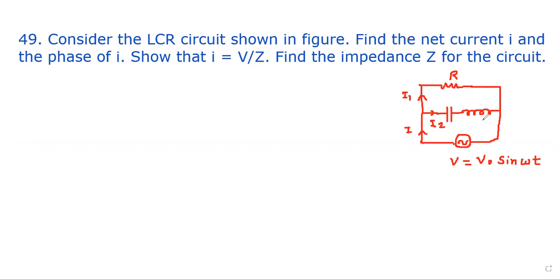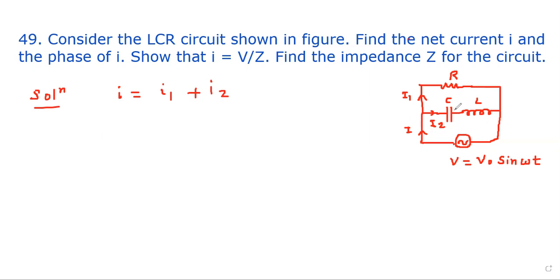Here the diagram is shown. This is capacitance. This is inductance. This is resistance. Here current I is divided into two parts. This is I1 and I2. So we write I equal to I1 plus I2.